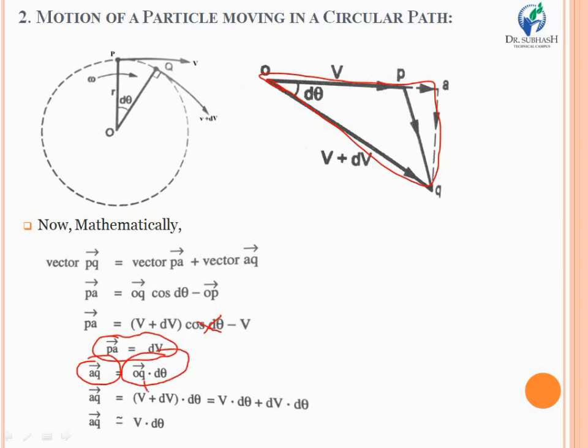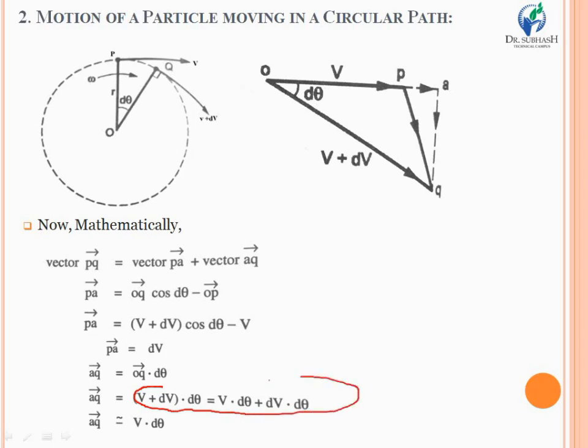Again OQ will be replaced by V plus dV, and by simplifying that relation you will have (V plus dV) into d theta. So again V into d theta plus dV into d theta, but herein dV into d theta contains very small values, it can be neglected. So ultimately you will have vector AQ is nearly equal to V into d theta. After that relation of vector AQ, now it's very easy to calculate the tangential acceleration and centripetal acceleration.